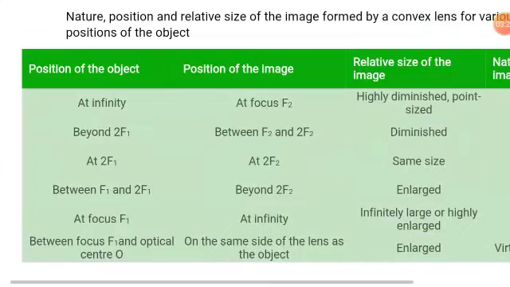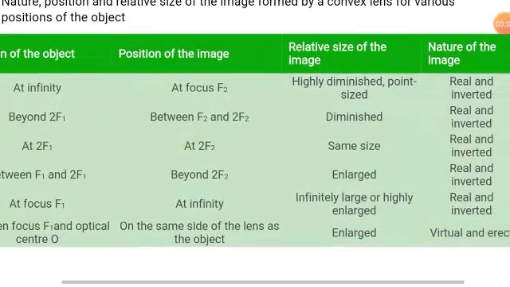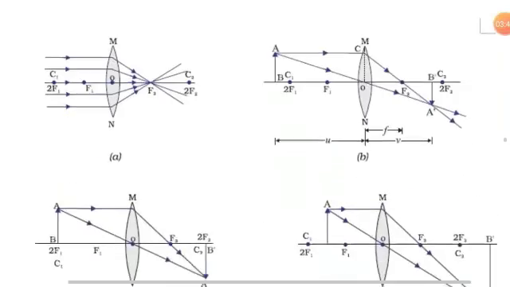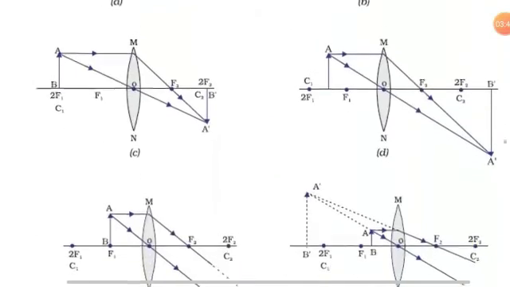And you also have to remember that whenever we are talking about a convex lens, the nature of the image will be real and inverted in most cases except one, as you can see in this table, and this table is very important. You have to learn it by heart. So these are all the cases.